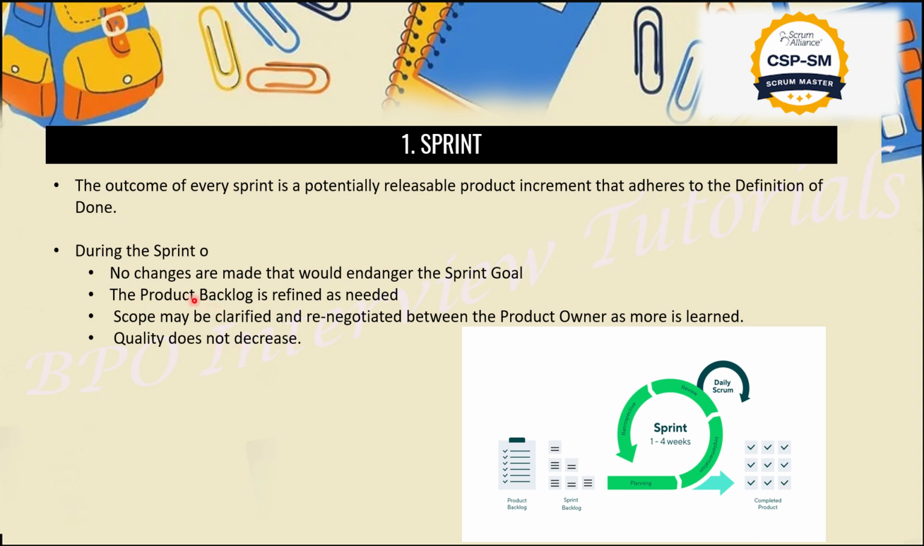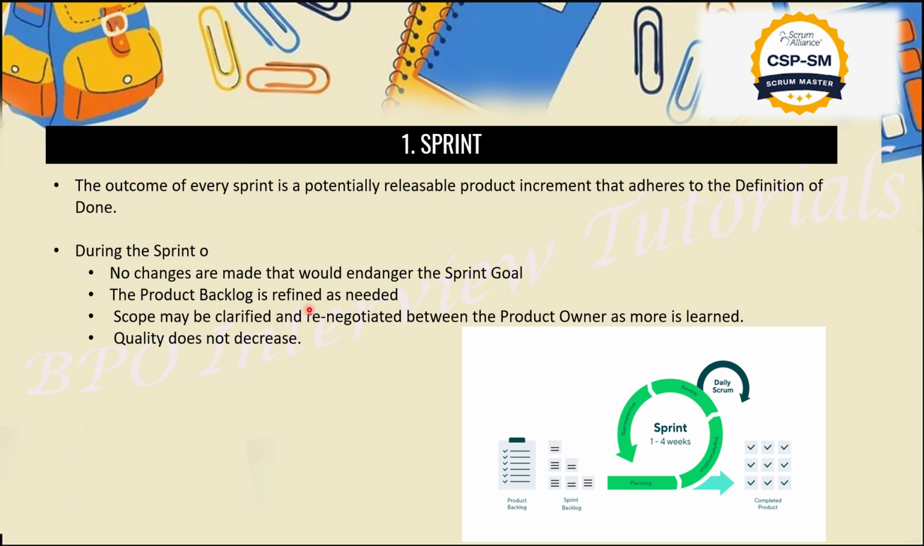One more thing: during the sprint we will not make any changes, but if there is any new priority, we need to enter that in the next sprint. It totally depends on the product owner's requirement, guys. Otherwise, the sprint goal, the end goal of the sprint, and the definition of done will get delayed.